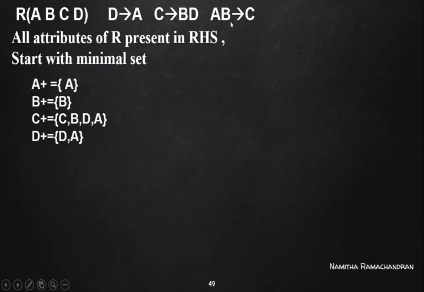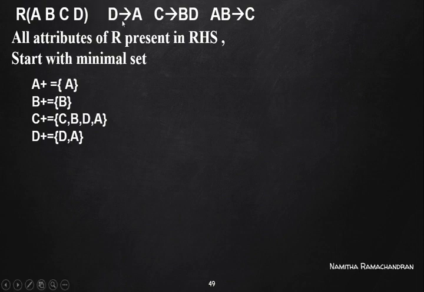So, without deriving the closure, just analyze. In the LHS part, here we have D, C, A and B. All the attributes are present in the LHS part also. So we need to derive the closure set of all attributes. Then only we can decide whether it is a candidate key or not. If any one attribute is missing in the LHS part of the given dependencies, then without deriving the closure set of that particular attribute, we can say that attribute alone cannot be a candidate key.